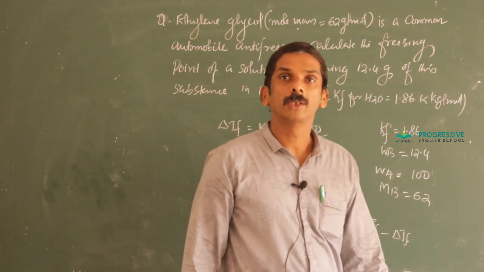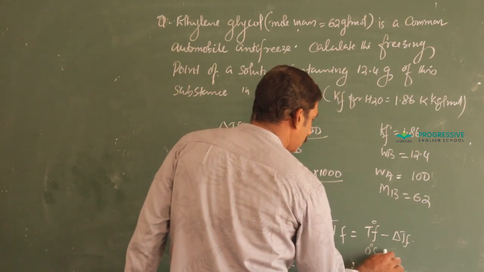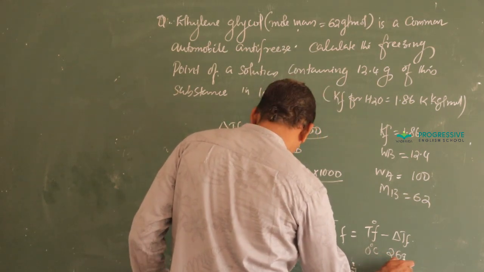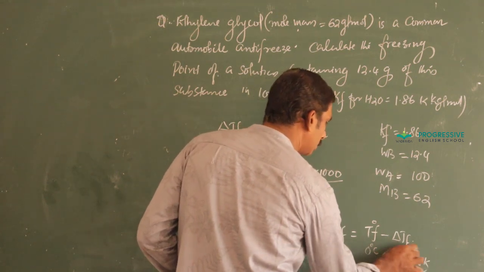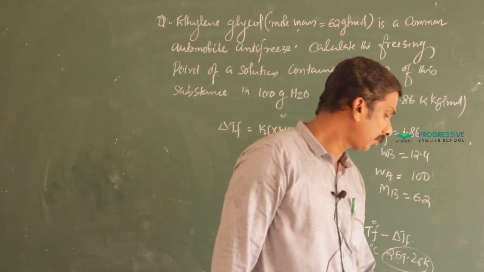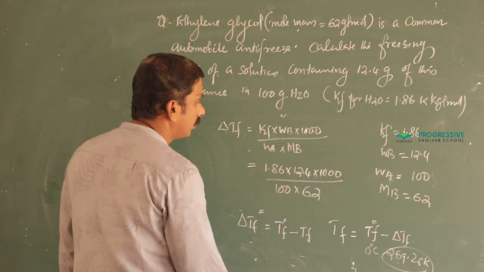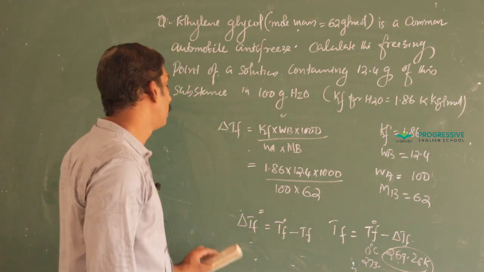And do it as a homework. Okay. The answer becomes 269.28 Kelvin. That is, if we take the freezing point in Kelvin, it is 273.